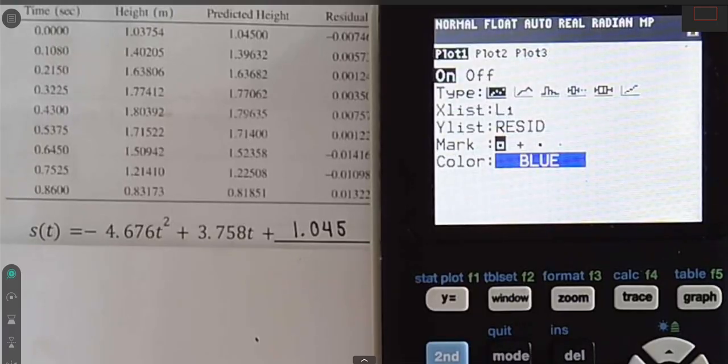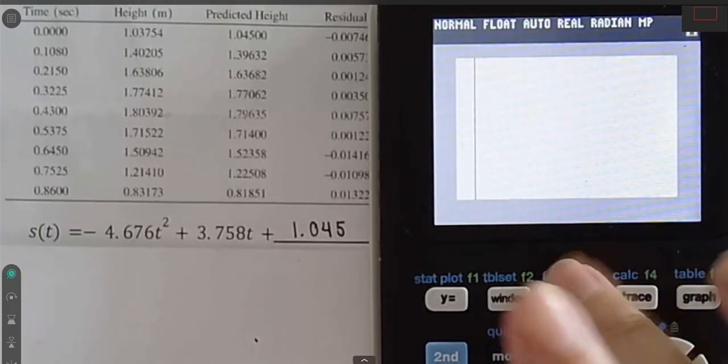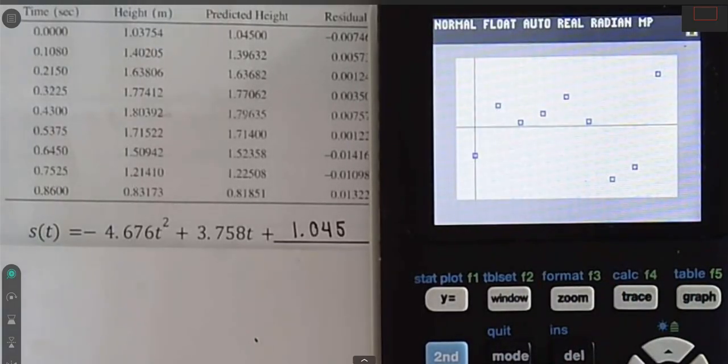Are you good? Yes. Okay. All right, so now when we hit graph and zoom 9, we get what looks like a nice random spread. Okay, you didn't calculate the quadratic regression. Oh, I did not do that one. I did the linear regression. Okay, calculate quadratic regression and then go back and graph it again.